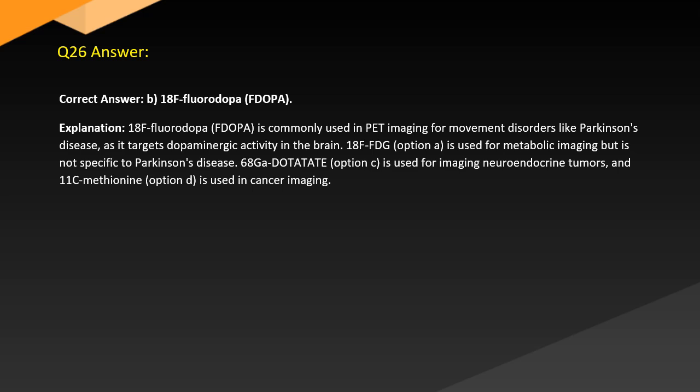Explanation. 18-fluorodopa, F-DOPA, is commonly used in PET imaging for movement disorders like Parkinson's disease as it targets dopaminergic activity in the brain. 18-FDG, option A, is used for metabolic imaging but is not specific to Parkinson's disease. 68-DOTATATE, option C, is used for imaging neuroendocrine tumors, and 11-methionine, option D, is used in cancer imaging.